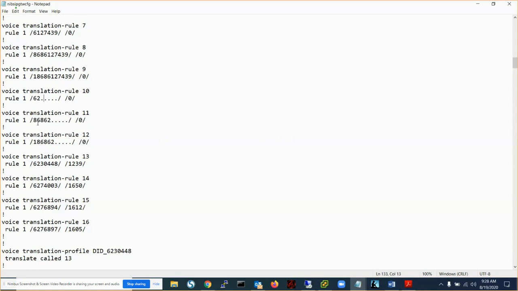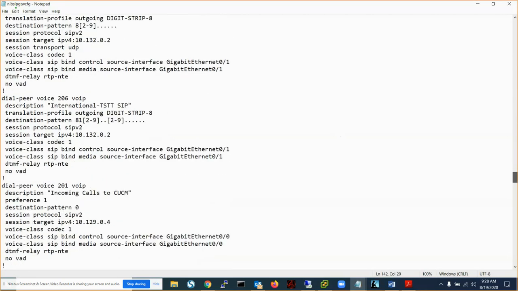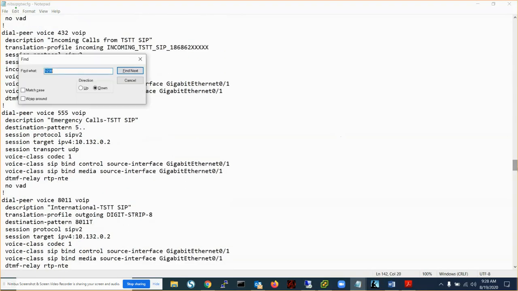Yeah. So I also have the 868 6 2 for the 10 digit and the 11. Now these are the IDs. So I tell it, if you see 623044448, ring this extension directly. No auto attendant, translate it to 1239 and then send it to call manager. And call manager will know that it's an extension and will ring it. Right. So I'm gonna look back for my preference again.